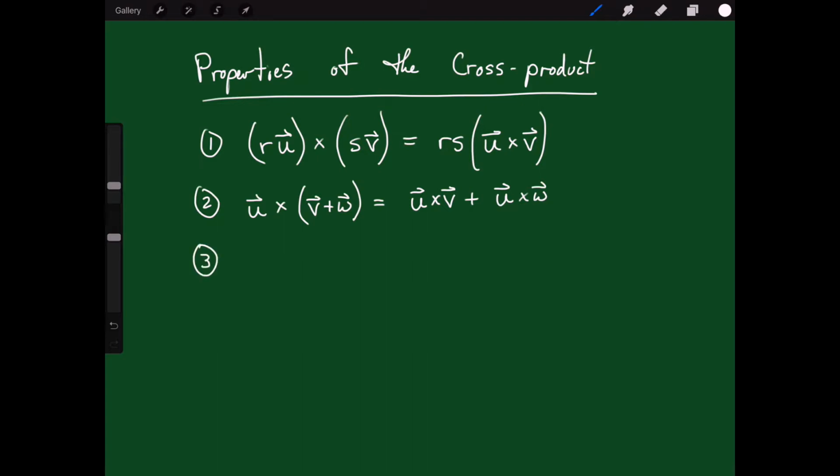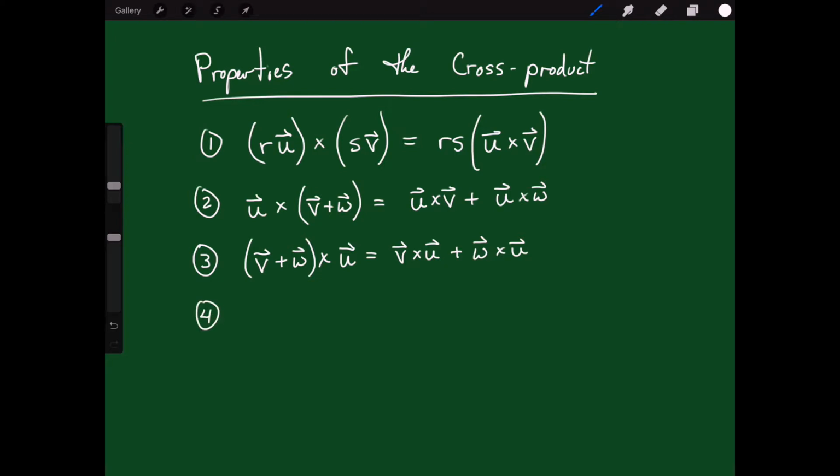3. I have that v plus w crossed with u, it distributes the other way as well. This is v cross u plus w cross u.